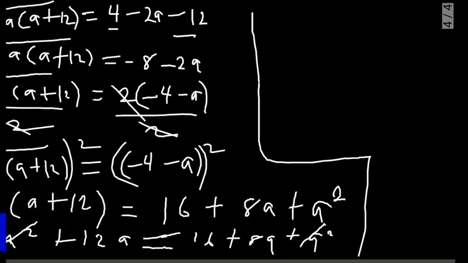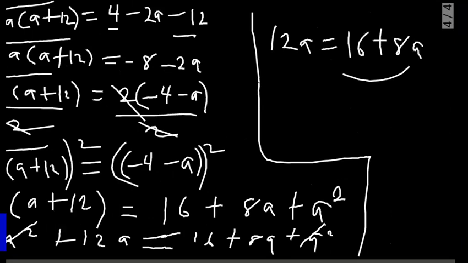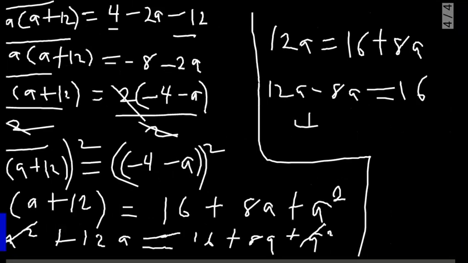So we have 12a equal to 16 plus 8a. Taking like terms, that is bringing this here. We have 12a minus 8a equal to 16. Now we have 4a equal to 16. To get a, we divide both sides by 4. We have a equal to 16 over 4. We have a equal to 4.